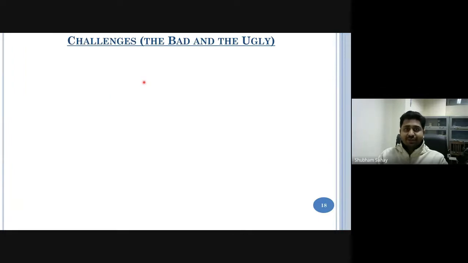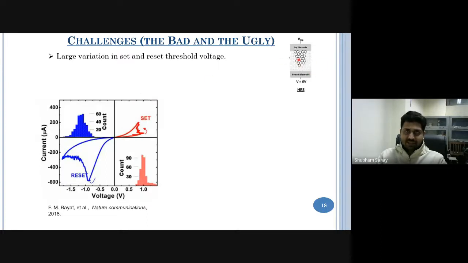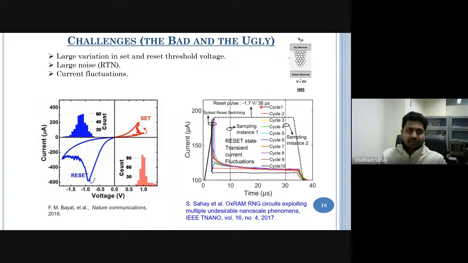Problems or challenges with these RRAMs, first, there's a large variation in the set and reset threshold voltage, because this conduction filament formation or dissolution is actually a probabilistic process. Every time you're applying same voltage to the top electrode, but you're not sure whether the conductances that you'll realize would be the same. Also, there's a huge amount of RTN because the dimensions are pretty small. So what happens, any small amount of trap inside this oxide will create a large fluctuation in the current. And this current fluctuation is also because of a competition between recombination and generation. And you can see that I applied same reset pulse for 10 cycles, but the amount of current that I was getting, or the spikes that I was getting in the current, that was different. So your response of this device can be different even when you are applying same voltages.